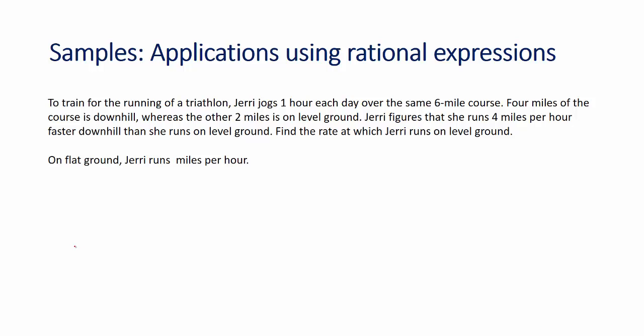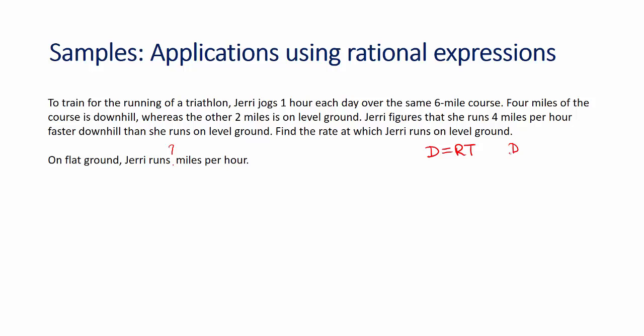So we can see that what we are looking for is her speed that she runs on flat ground. So again, this is talking about distance and speed and time. So we're going to utilize our distance equals rate times time formula. Now what I see on here is that they're talking about she's jogging a whole hour, and it takes her the whole hour to do the course.